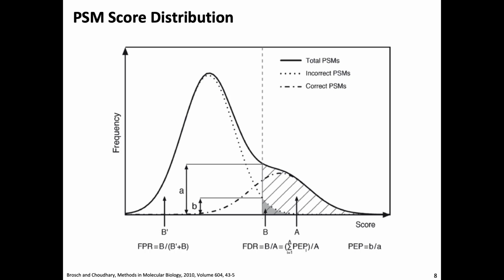So there is no gold standard. You use an FDR of 1% or 5%, but depending on where you set it, if you set it here, you will have a larger number of incorrect identifications than if you go to a higher score.